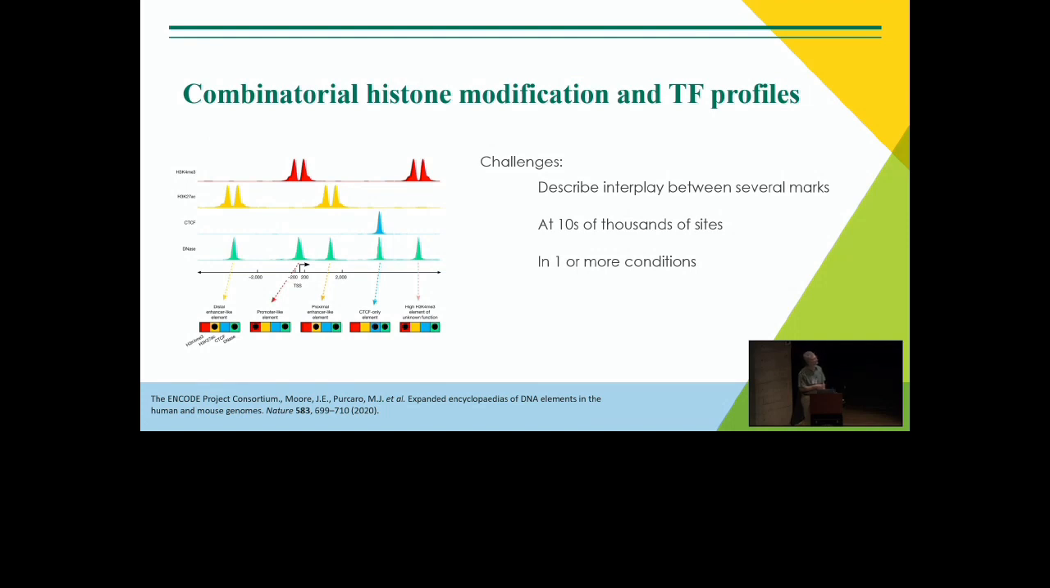This is fairly easy to do in a track view like this, a genome browser type view. But really you need to be thinking about tens of thousands of sites potentially at the same time and in multiple conditions a lot of the time. So other visualization techniques for this would be things like Venn diagrams or heat maps. And I want to convince you that ChIP-tsne is at least an interesting way to look at this data.